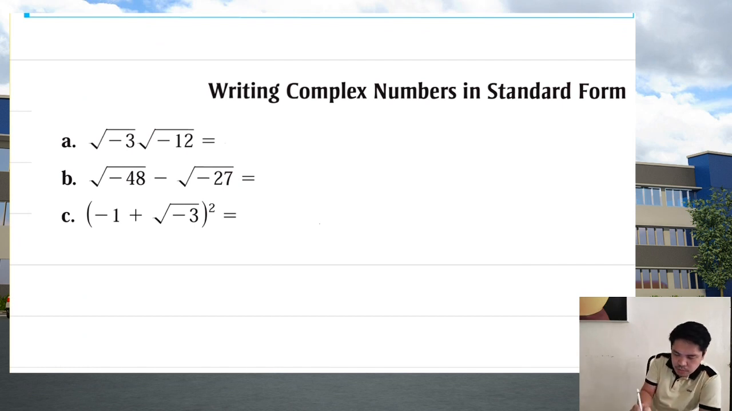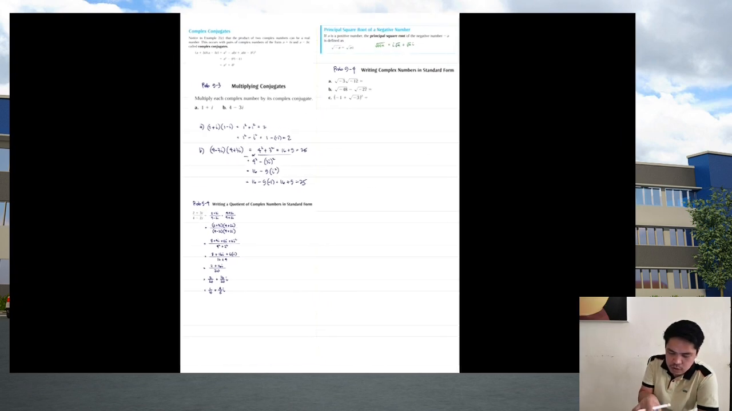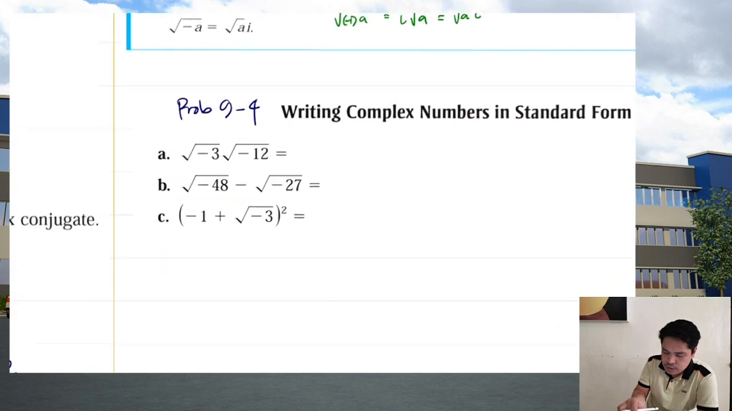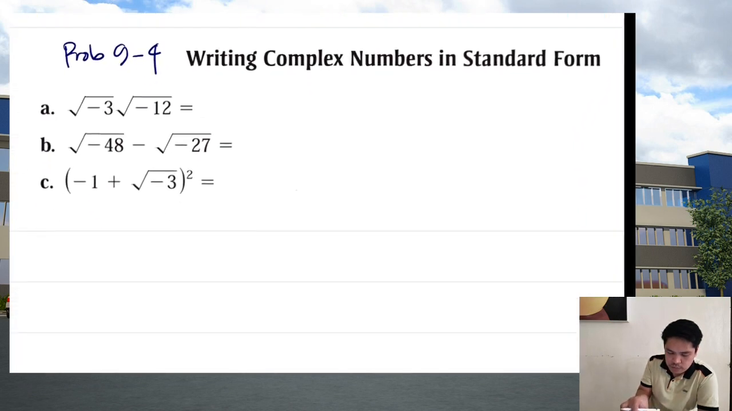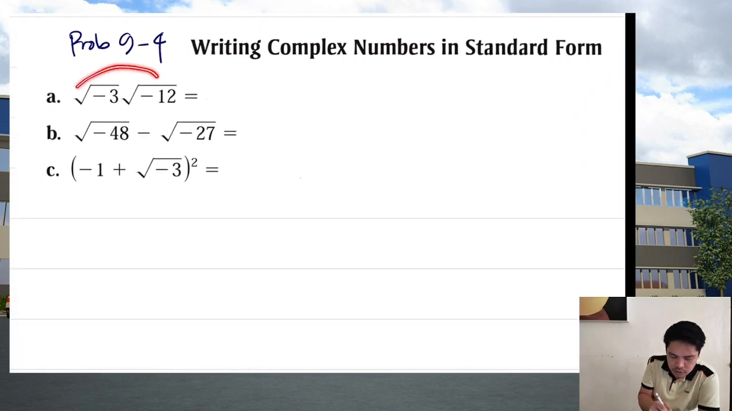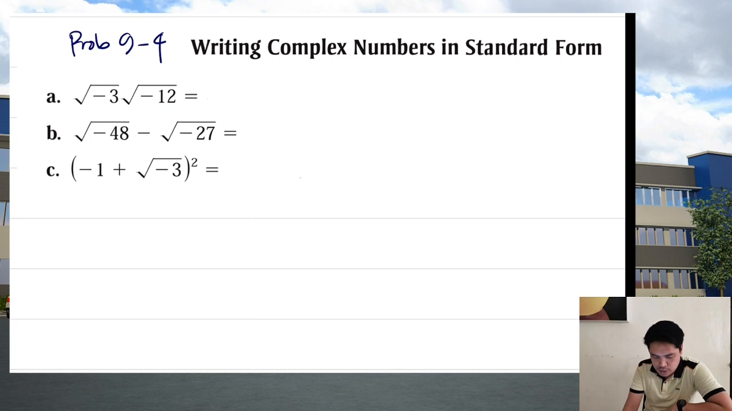This is problem 9-4. Okay, 9-4. Writing complex numbers in standard form. We have a product of two square roots of a negative number. So, anong pwedeng gawin natin dito? Calculator. Pero, if you want to solve this, pwedeng ganito.